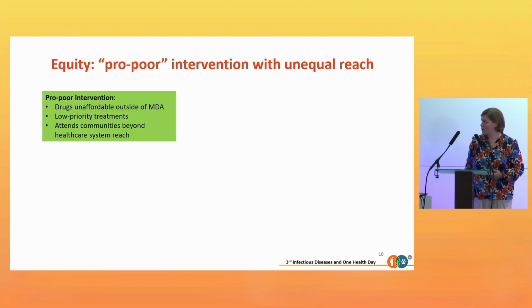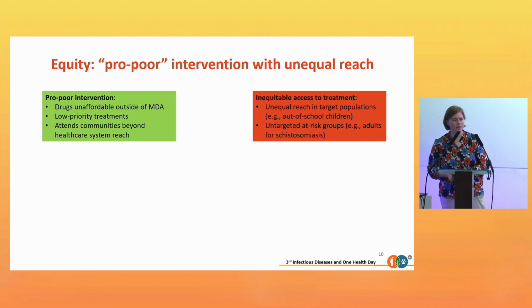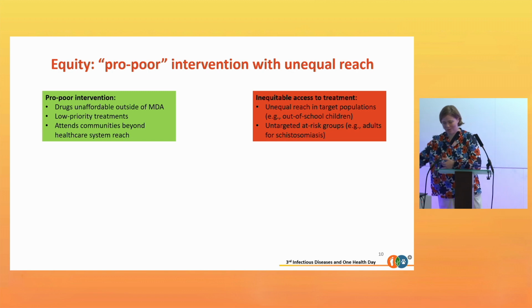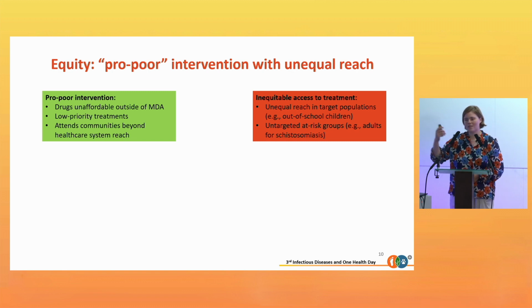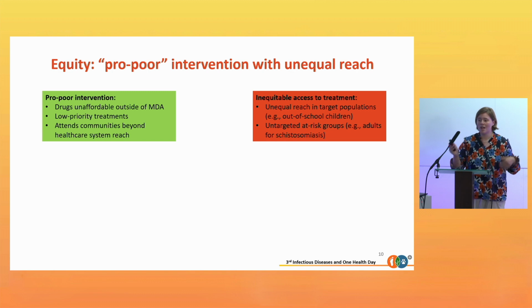So in terms of equity, many authors characterize this measure as a pro-poor intervention because the drugs are usually unaffordable outside of MDA. Those are low-priority treatments, and people are usually beyond healthcare system reach. But on the other hand, there is an unequal reach in target populations. For example, if you target school-aged children by giving the drugs out in schools, then you don't reach out-of-school children. And it's the same for risk groups that are untargeted by the measure because they're not included in the program, such as adults for schistosomiasis.